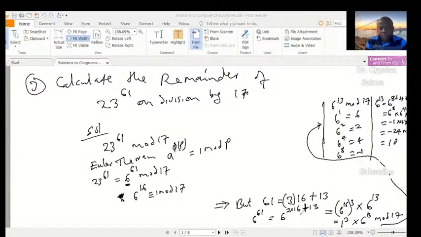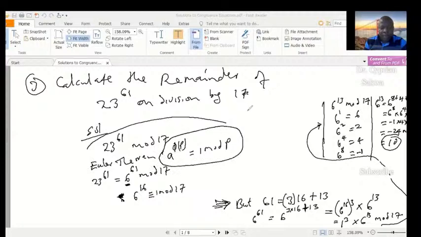And so you proceed the way we proceeded from here, until you arrive at 10 as the remainder. So the only difference between Euler's theorem and Fermat's theorem is just this bit. No, not even this bit. It's just here.